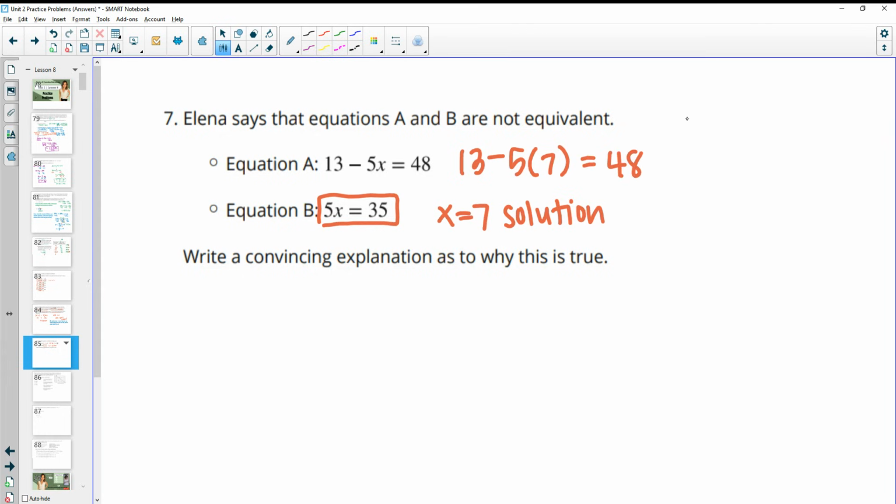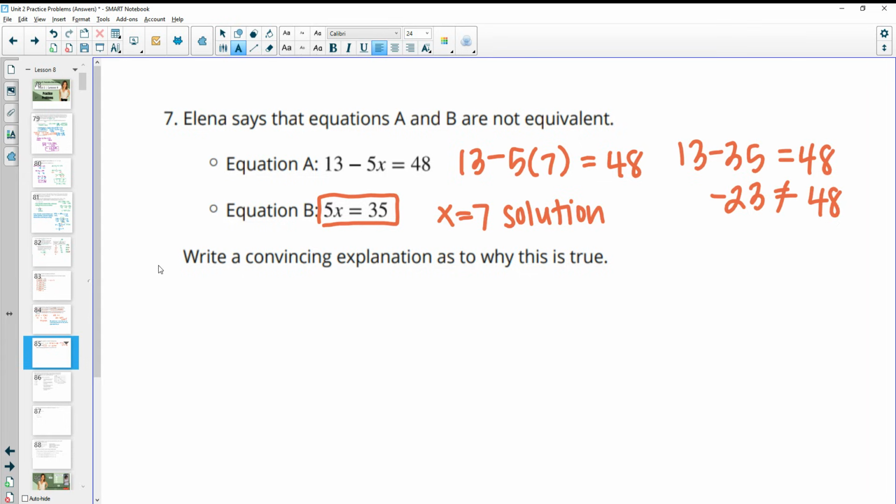So this is 13 minus 35 equals 48. Then that should be true, which is definitely not true because 13 minus 35 is negative 23, and that does not equal 48. So that means that 7 is not a solution to equation A.